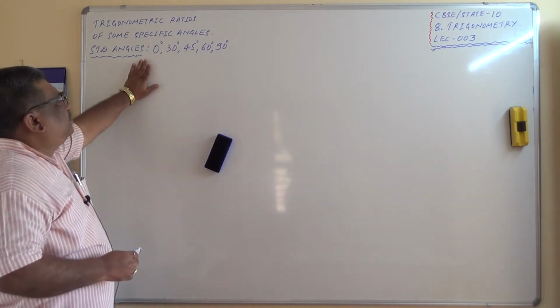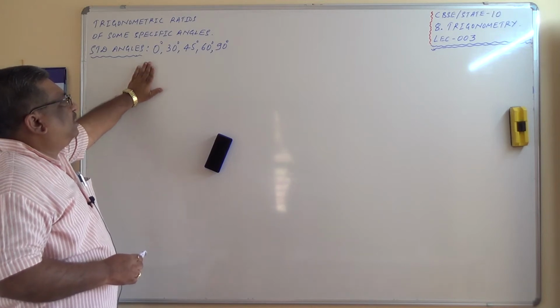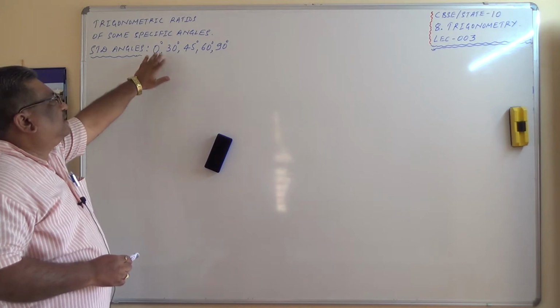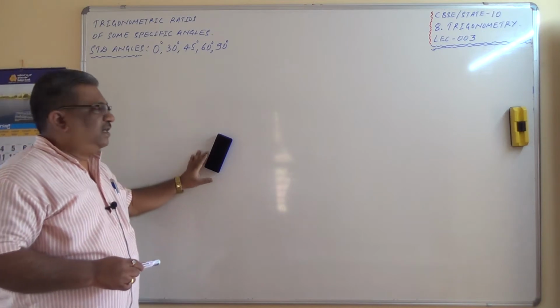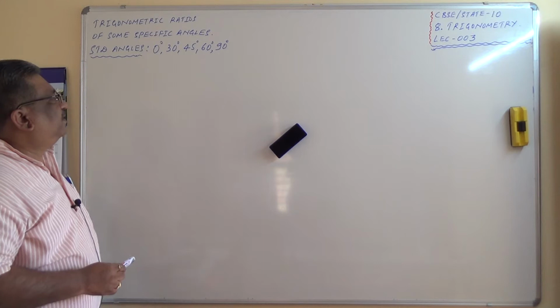So trigonometric ratios of 0, 30, 45, 60, 90. What are the values of all these angles? Sine 0, sine 30, sine 45, sine 60, sine 90, like this. We'll try to find out the different values for different T ratios.